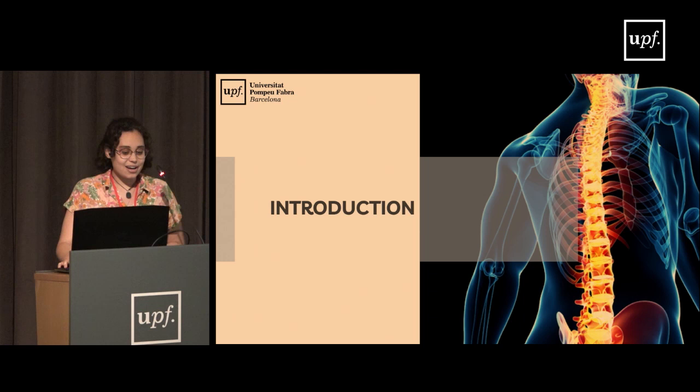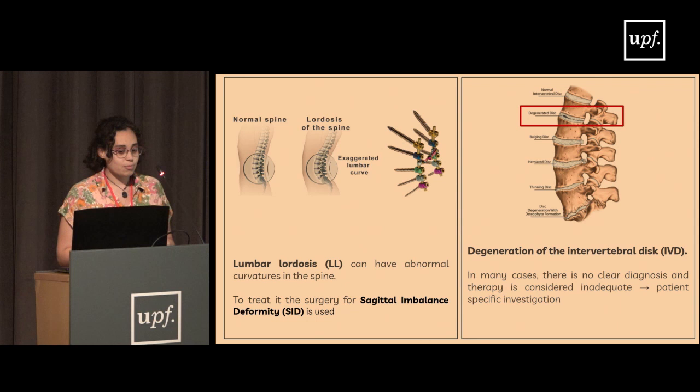As I said, we are working with two hands-ons, so we had two main topics. The first one is about lumbar lordosis, or LL, which is basically a deviation of the alignment in the spinal cord that usually requires a surgery for its correction. This surgery is called sagittal imbalance deformity, or SIDM. The other topic was about intervertebral disc degeneration, and normally the diagnosis and the therapy for it are not straightforward, so there's a requirement of really good patient-specific models.